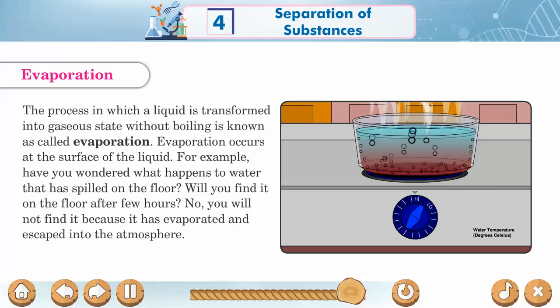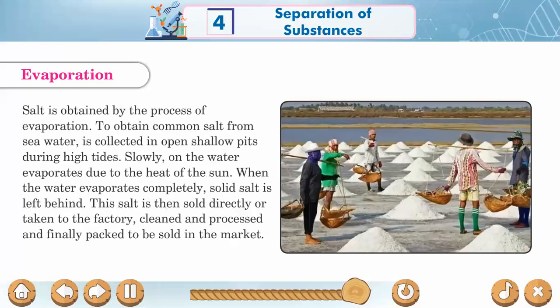Evaporation occurs at the surface of the liquid. For example, have you wondered what happens to water that has spilled on the floor? Will you find it on the floor after a few hours? No, you will not find it because it has evaporated and escaped into the atmosphere.